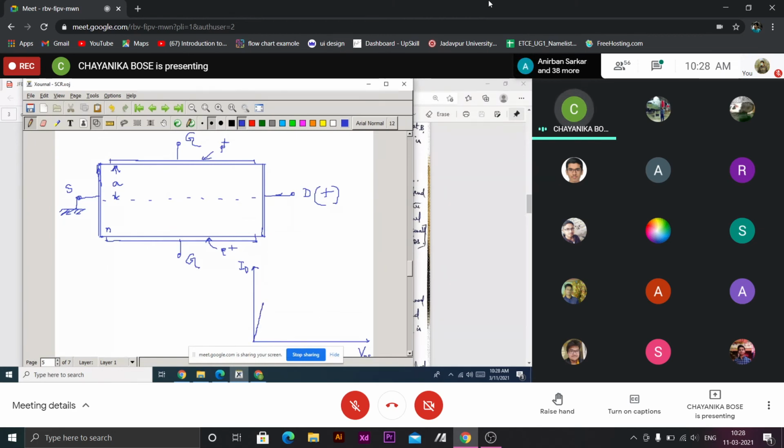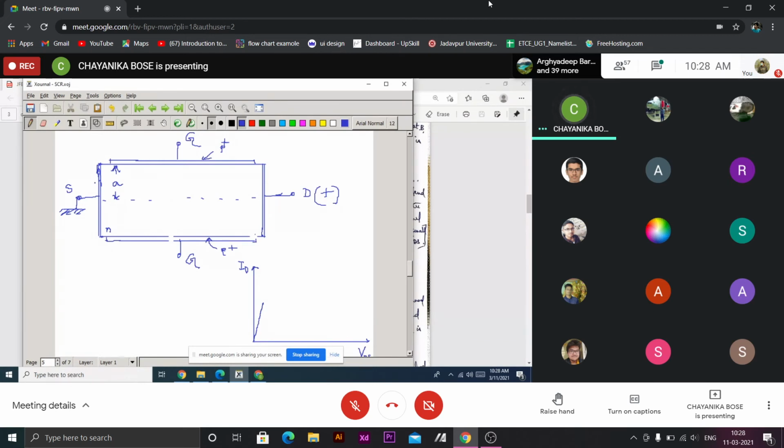It is a straight line. As voltage increases, current increases. So the slope will be determined by the doping of the channel, the resistance offered by the channel. So say from this point, the channel point is here.